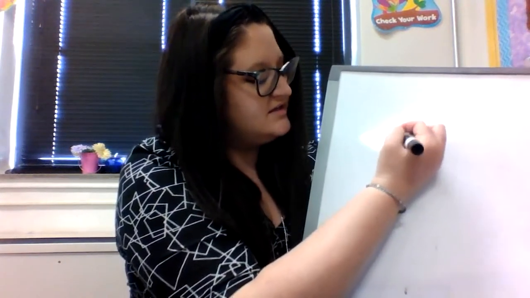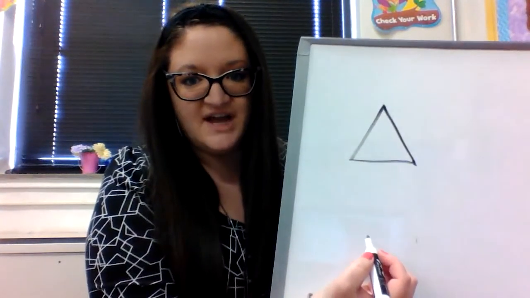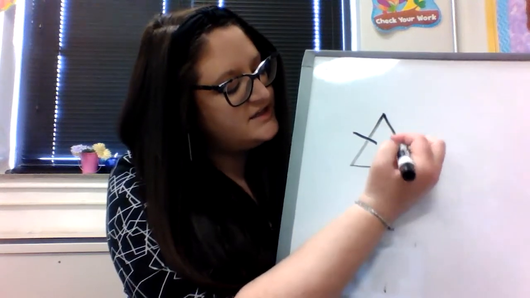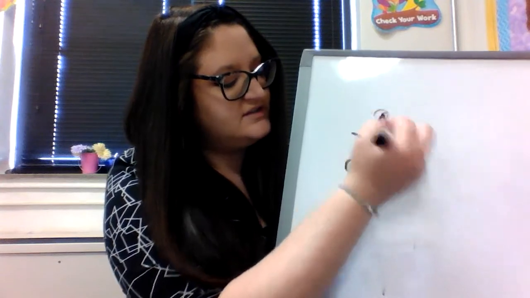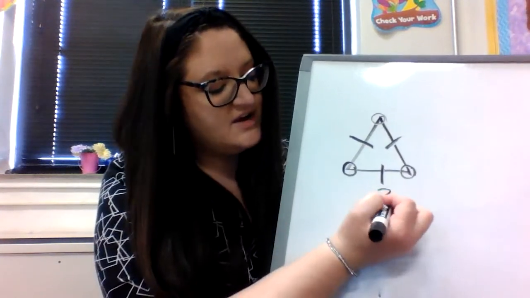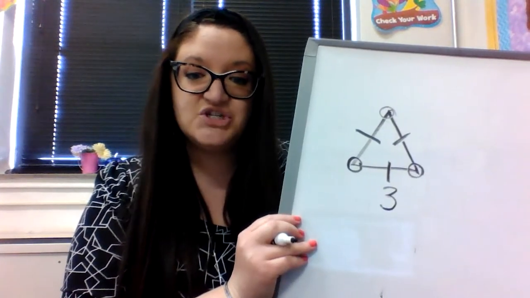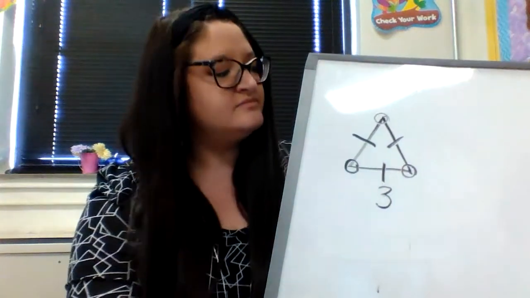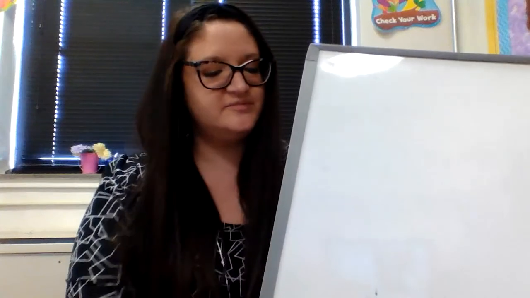Let's talk about another shape. Let's count the sides of this one. Ready? There's 1, 2, 3 sides and 1, 2, 3 vertices. An object with three sides and vertices is called a triangle. Do you think you could find any triangle shapes around your house?